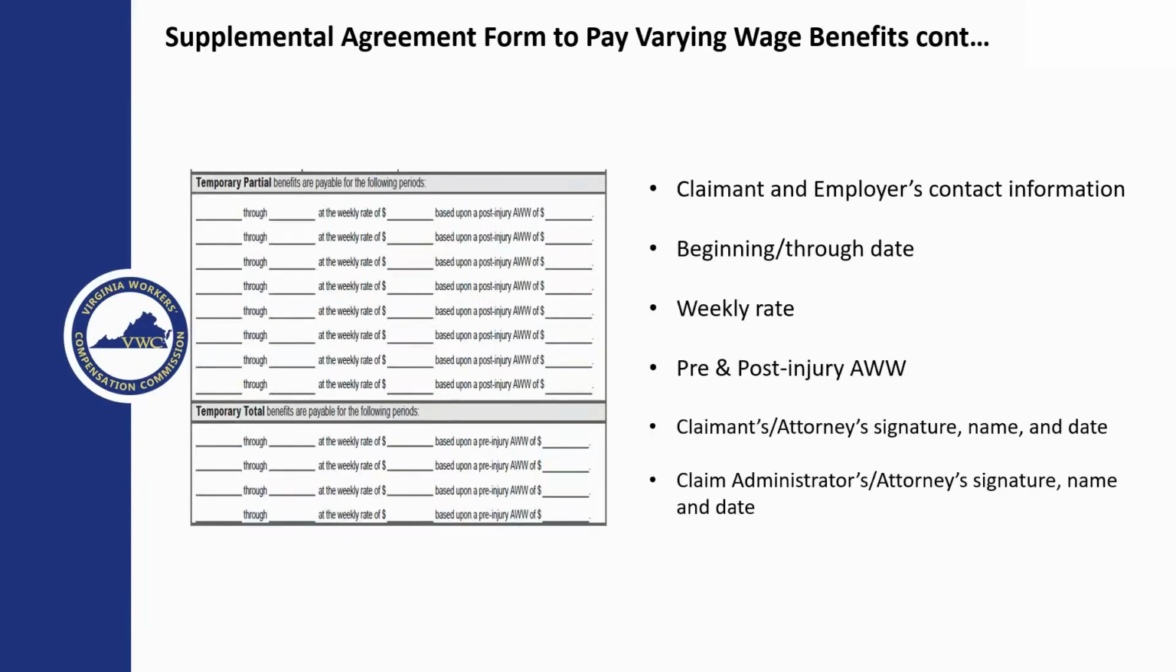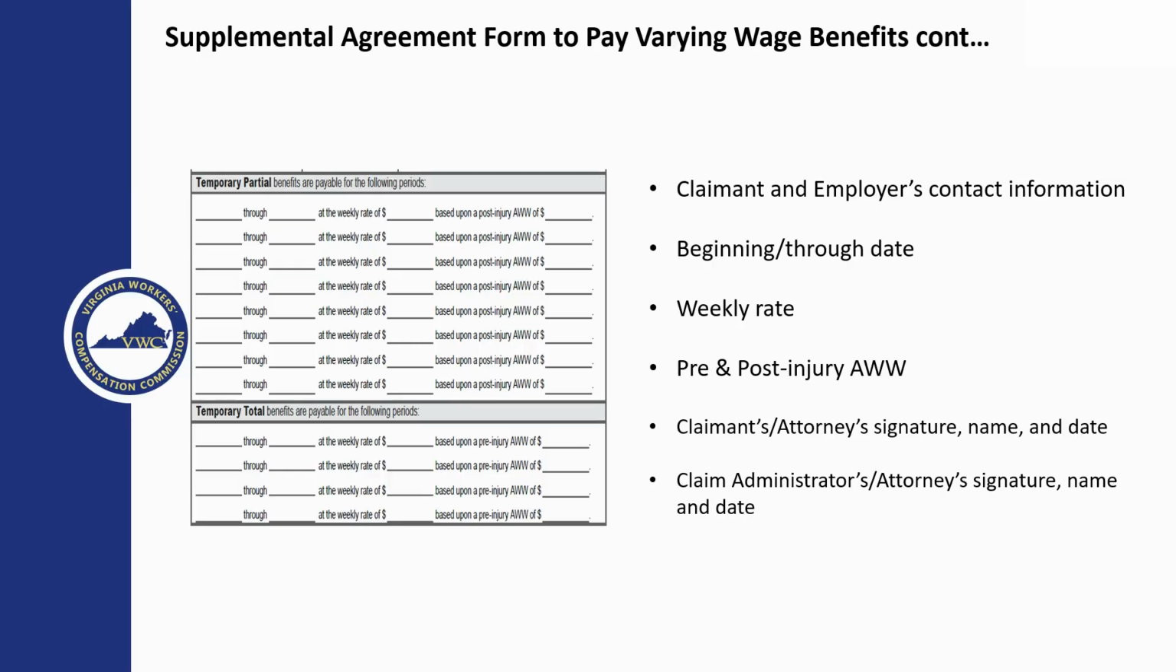When submitting a supplemental agreement form, there is specific information necessary for the Commission to issue the order. The contact information for both the claimant and the employer should be included at the top of the form. The Commission also requires inclusion of the beginning and through dates under the appropriate box for the type of wage loss the parties are agreeing to. If a beginning date is provided, but no through date is included, an award for continuing wage loss benefits will be issued.